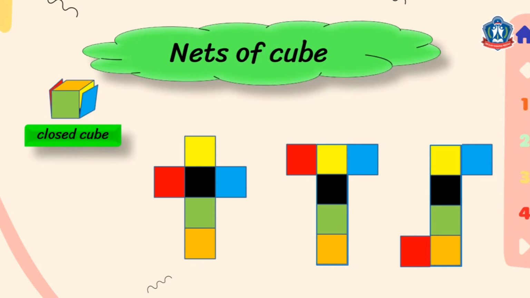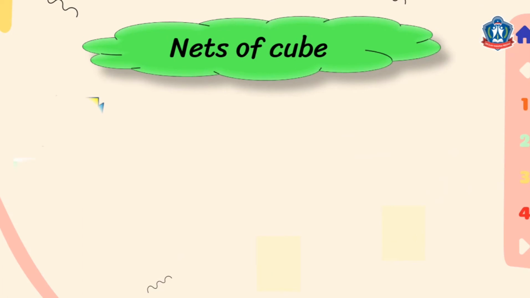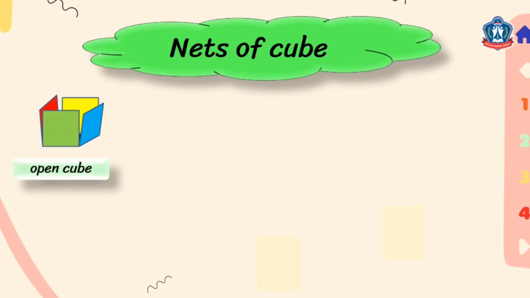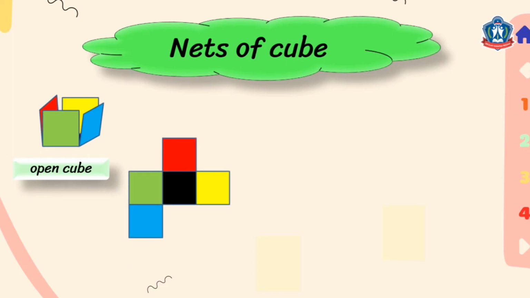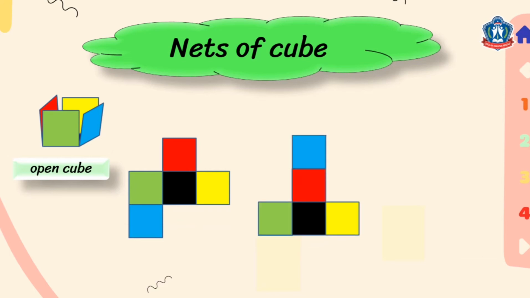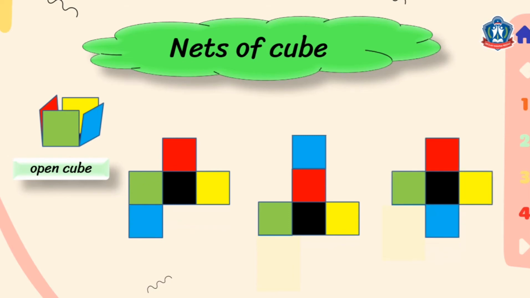Now, if our cube is opened like this, it means we will only need 5 square faces. So the possible nets of an open cube are like this. See, it only consists of 5 squares. Another way is also like this, an inverted T, or like this. So, each 3D shape can have several possible nets.